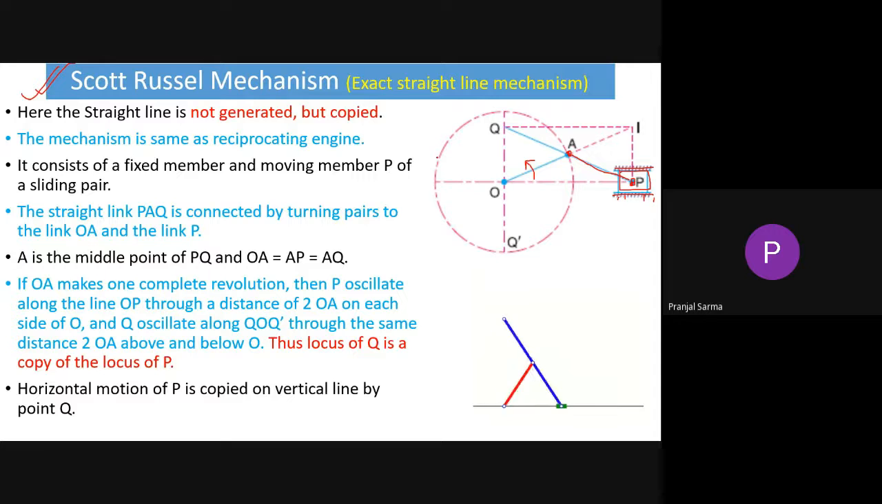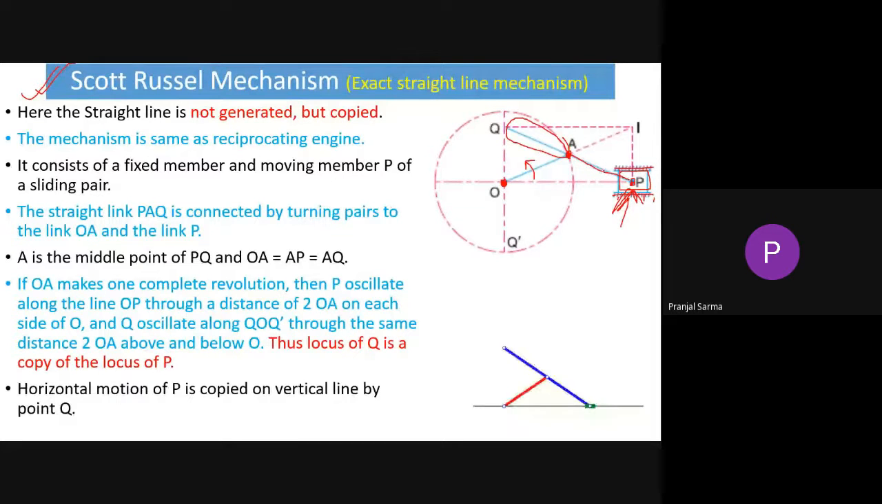Now the basic concept here is that the straight line motion is not actually generated, but copied. If you don't think of this extended part and only look at this particular portion, it will be somewhat similar to the reciprocating engine that we have already studied in the slider crank mechanism. It basically consists of a six member and the moving member P, which is the slider. As you can see, all of these are hinge joints or turning pairs.